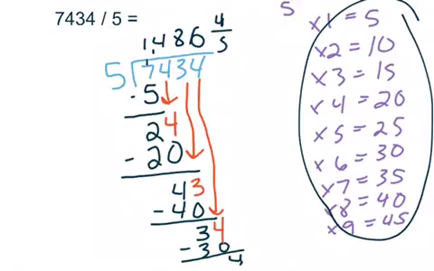Now, the reason that I had to keep my place values lined up the whole time was, if you'll notice, my thousands are above my thousands, my hundreds above my hundreds, my tens, my ones. I have to keep my place value lined up or my answer would be incorrect.